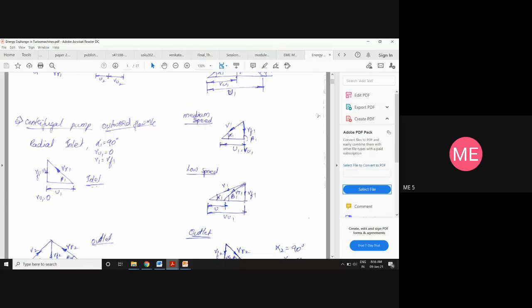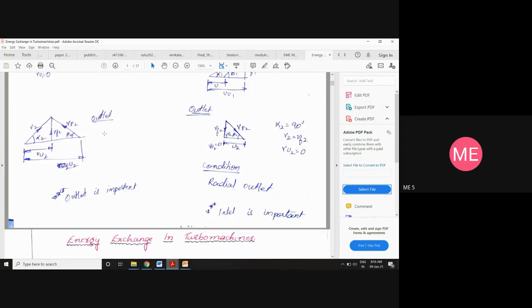Coming to the centrifugal pump. In the centrifugal pump, the inlet is not so important. The inlet triangle is like this, but the outlet looks like this. So in the centrifugal pump, the outlet is important for us. In the Francis turbine, the inlet is important for us.